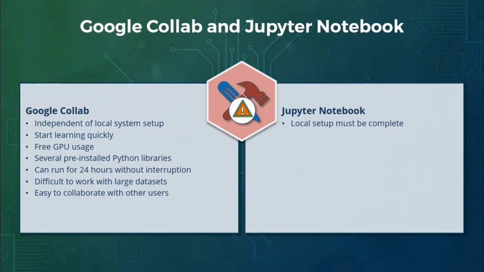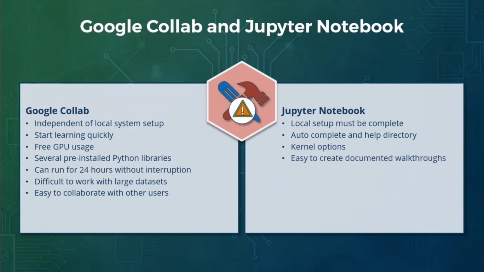Jupyter Notebook requires local setup before we can proceed with coding. It also supports autocomplete and help for any issues. Jupyter brings a lightweight interface for kernel languages that can be wrapped in Python. In Jupyter Notebook, it is also easy to create documented walkthroughs. With time, Jupyter Notebook has growing support for a variety of languages like R, Julia, etc. As compared to Google Colab, Jupyter Notebook has difficulty in collaborating with other users.